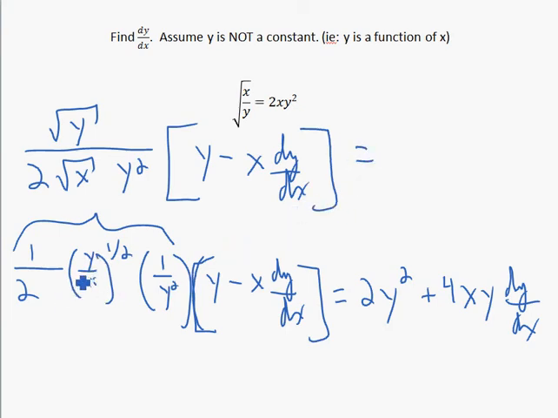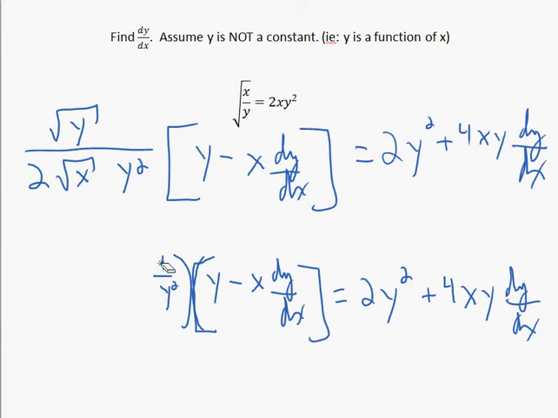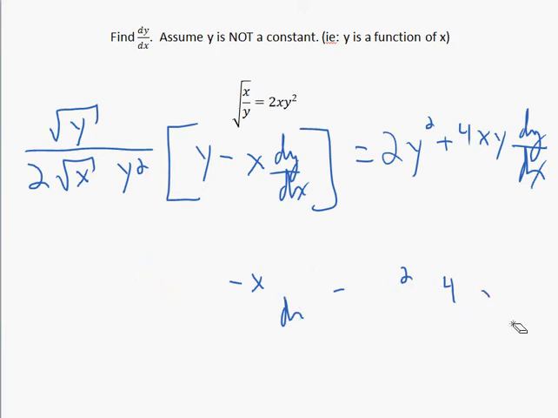equals. So this happened because the square root of y over x to the 1/2 is really, if you don't like that to the 1/2, that is the square root. So it's really the square root of y over the square root of x. So if you multiply those three fractions together, you get this guy here. And on this side, still the same thing, 2y squared plus 4xy dy/dx. So still not super great. Looks a little bit better.